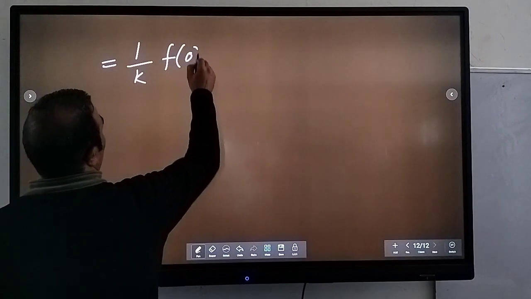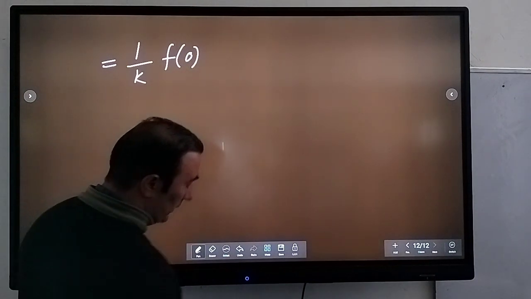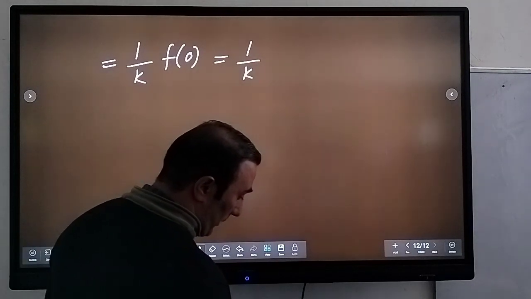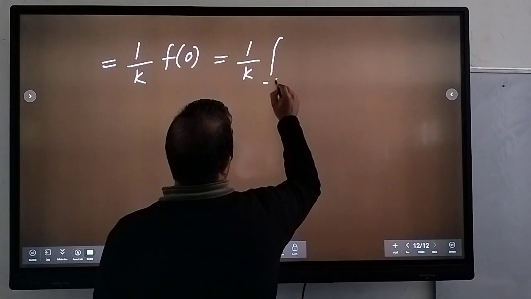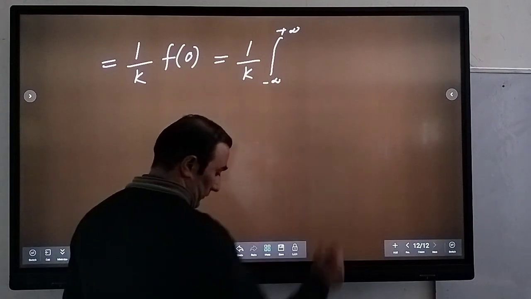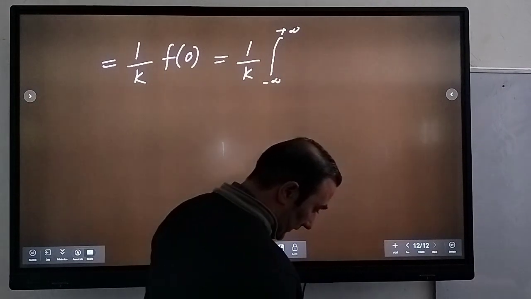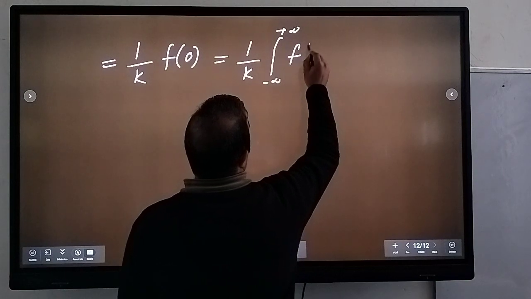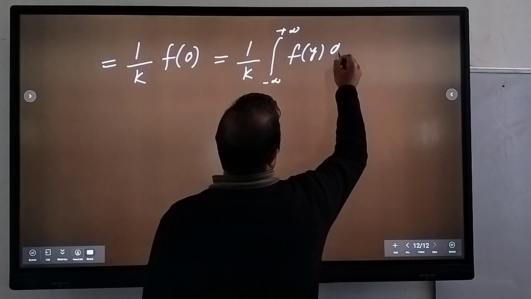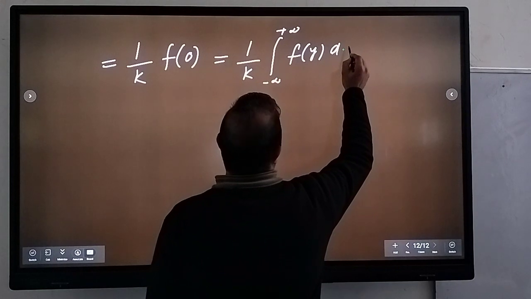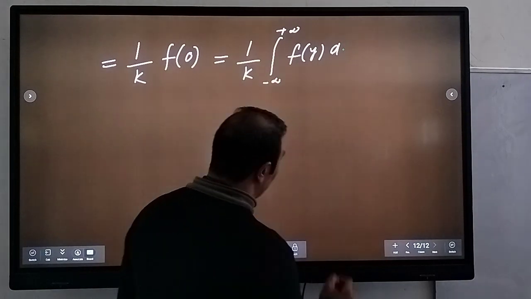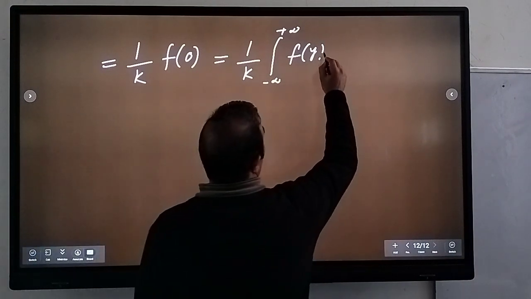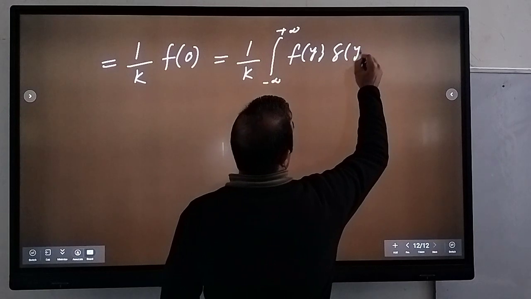f of 0. Or you can write this as 1 by k, or you can write this as f of 0 as the limit from minus infinity to plus infinity. Okay, and inside will be f of y, sorry, I need to write delta y also, delta y.